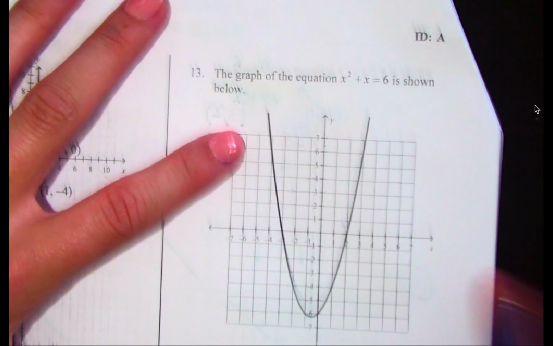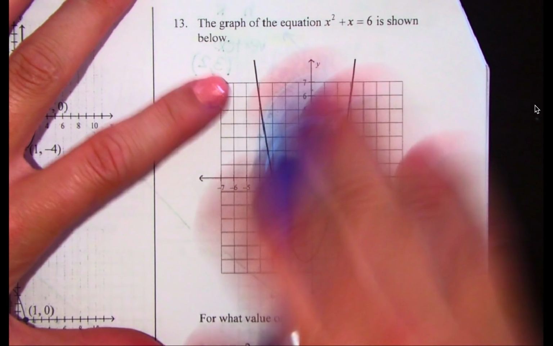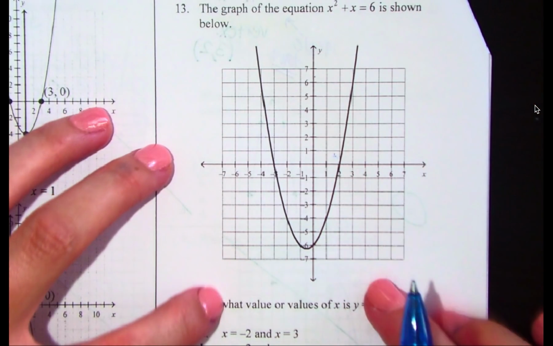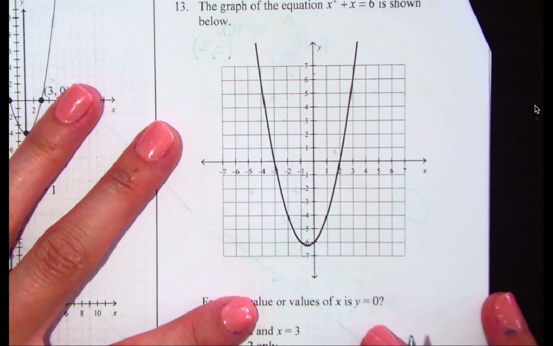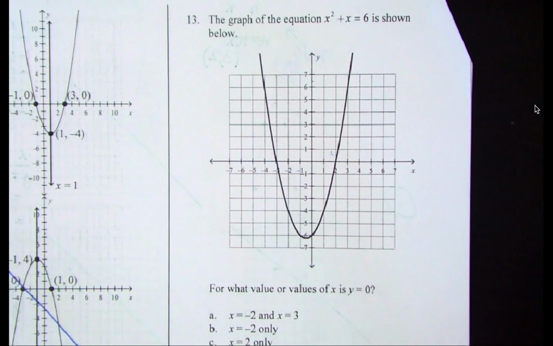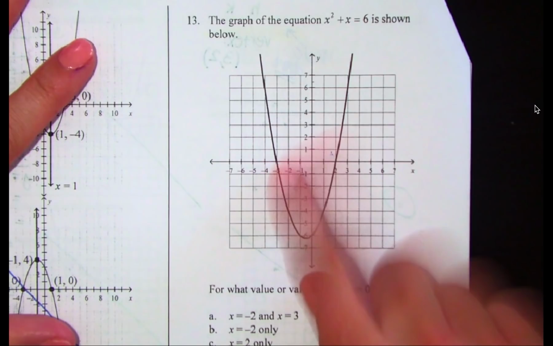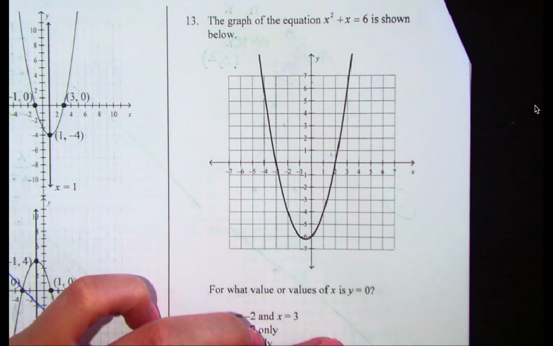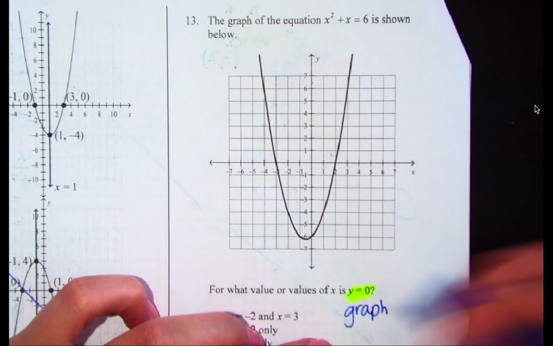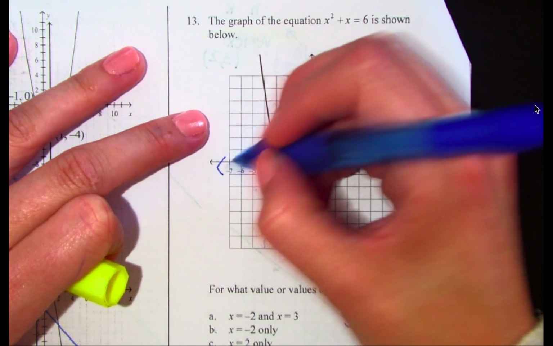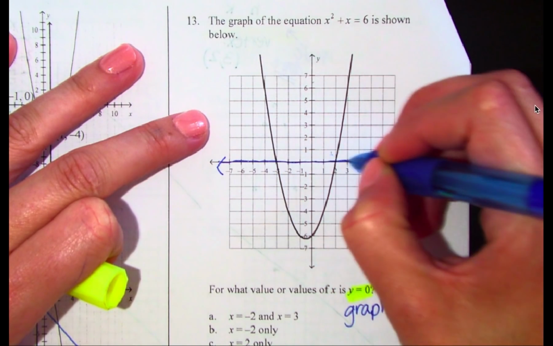Number 13, we have this graph given to us for x squared plus x equals 6. And they are asking us for what value or values of x is y equals 0. So there are a couple ways we can do this. We can solve algebraically, or we can go ahead and just look at the graph. So what I'm going to do is graph y equals 0. When I graph y equals 0, it's going to be a horizontal line at 0. So graphing y equals 0 looks like this.